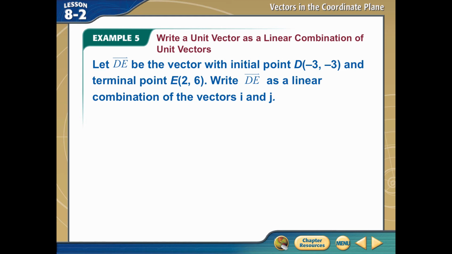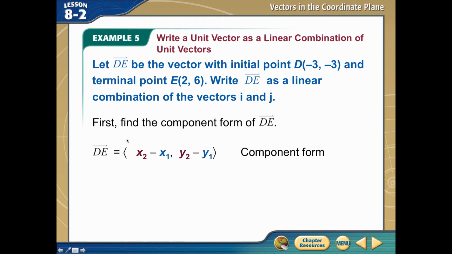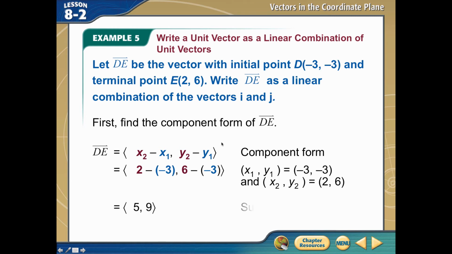Okay, so writing a unit vector as a linear combination. I haven't introduced linear combinations yet, so let's go ahead and get started. You have an initial point and a terminal point. You're going to write it as vector ij, and I haven't introduced ij yet. We'll get to that as we go through all of this. So in component form, x2 minus x1, y2 minus y1, and it's 5, 9.